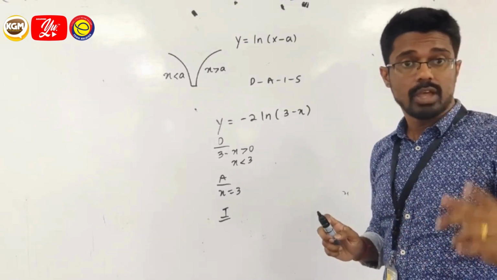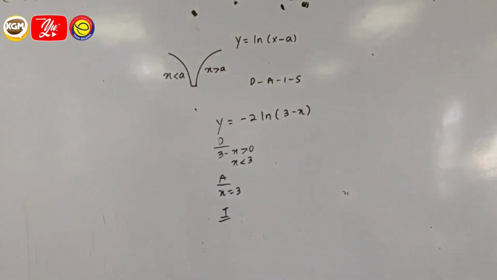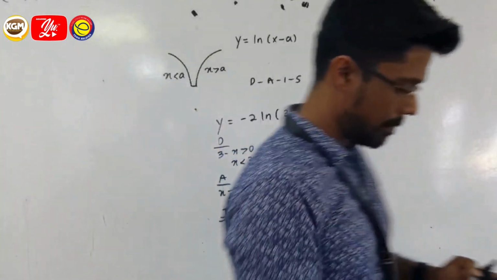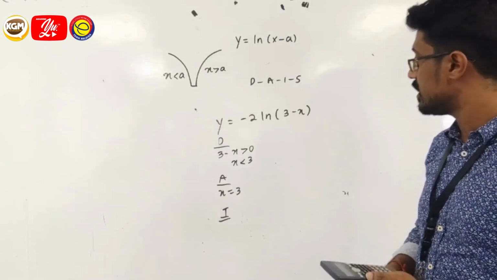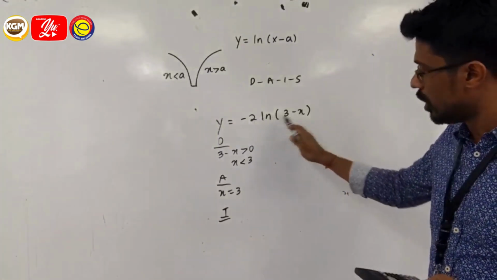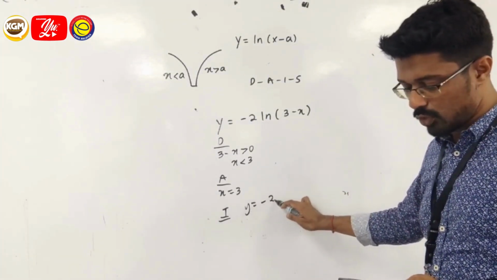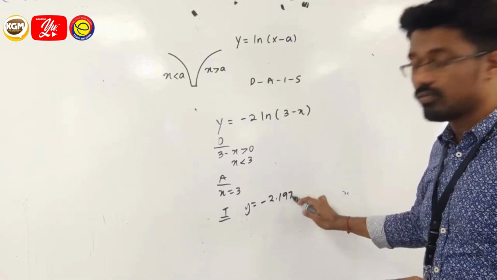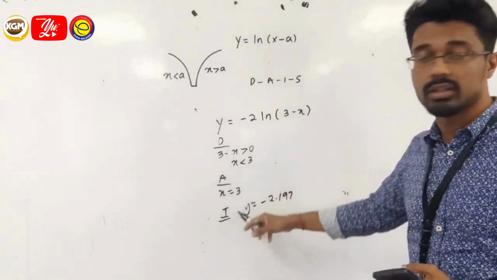Okay, I've left my calculator somewhere there. Let me go and grab it. So as you put into your calculator, you're going to get a negative value, negative 2 ln 3. That's going to give me y equal to negative 2.197. Hope you are clear up until there. You shouldn't have any problem step 1 until 3.